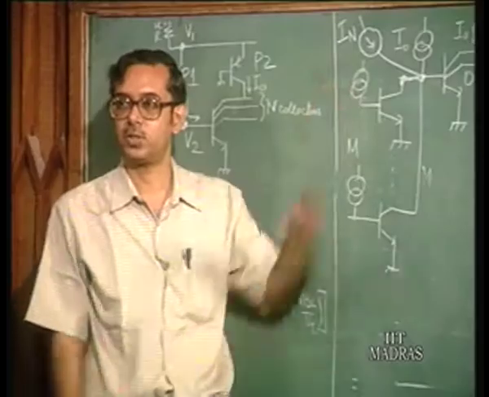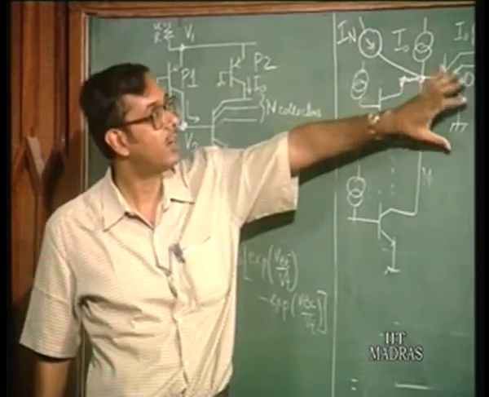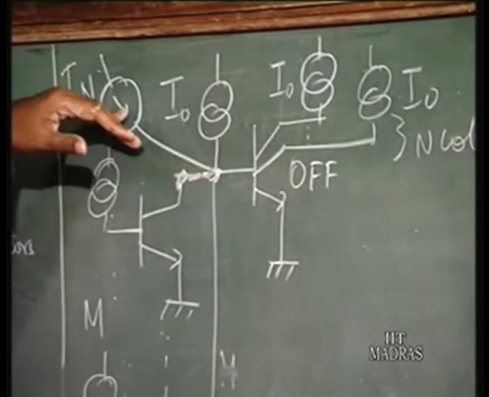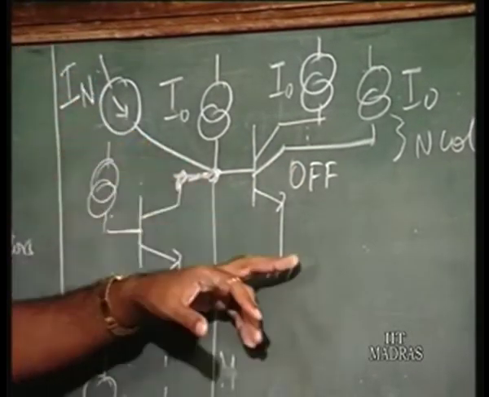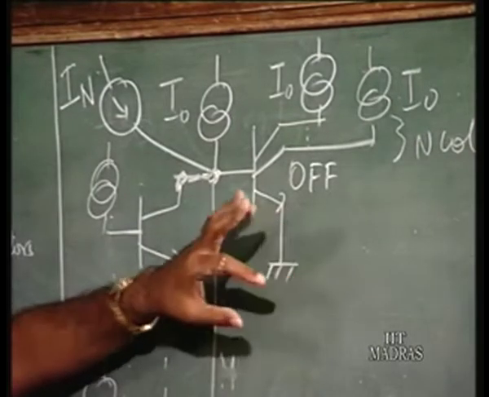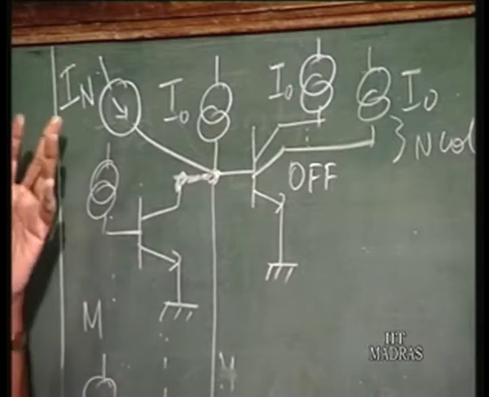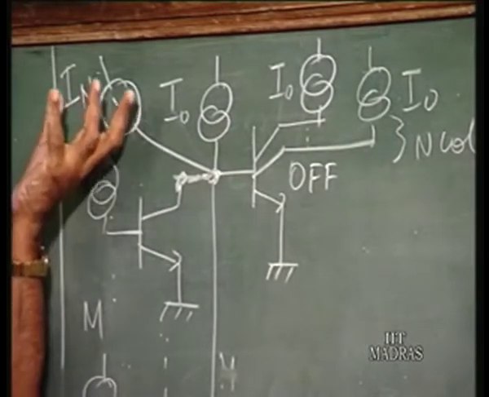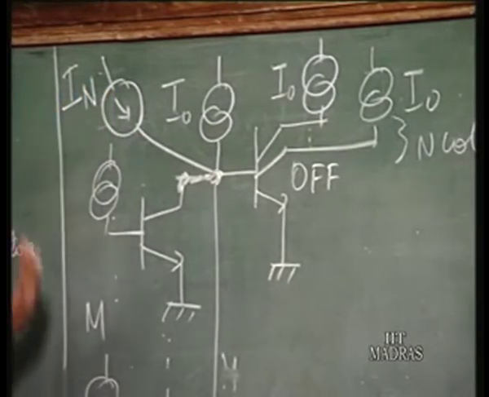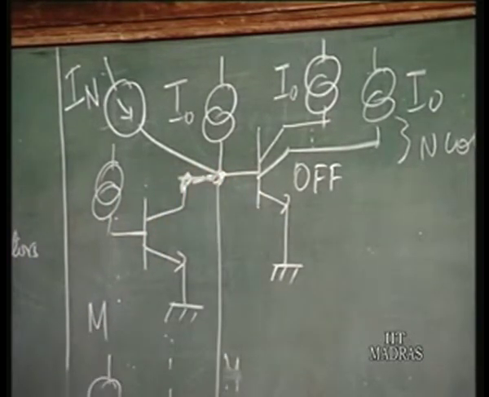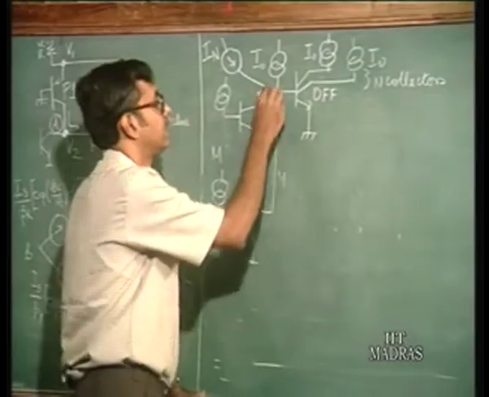So, this is a current source, and this transistor is off. What is the value of the noise current which turns this transistor on? That is defined as the noise margin in this case. If this is very large, that means the circuit can sustain a very large noise current and still remain off. So, how do you calculate this value?